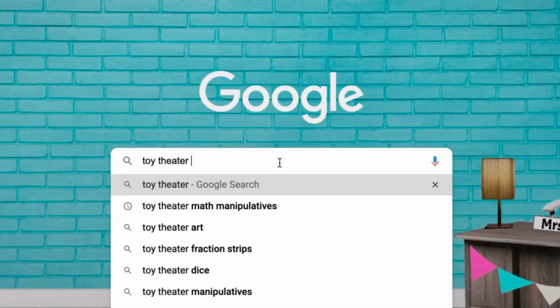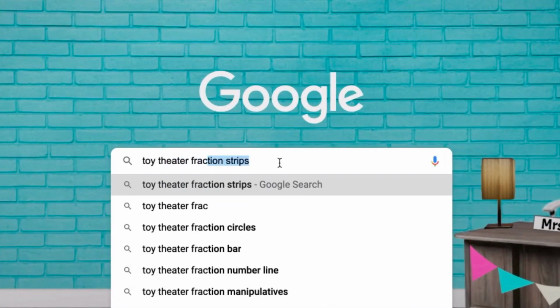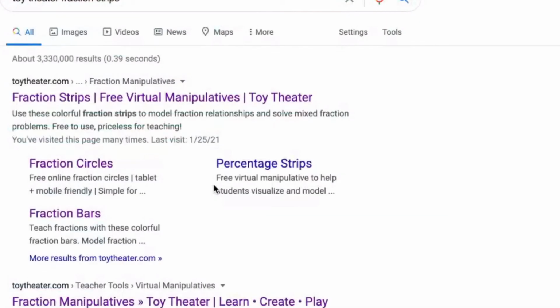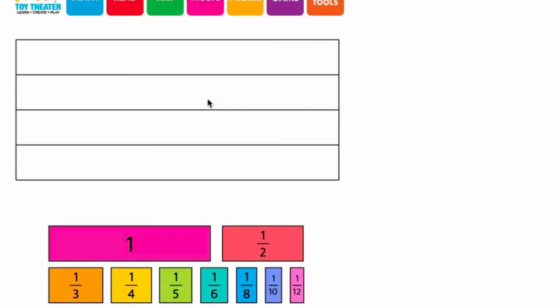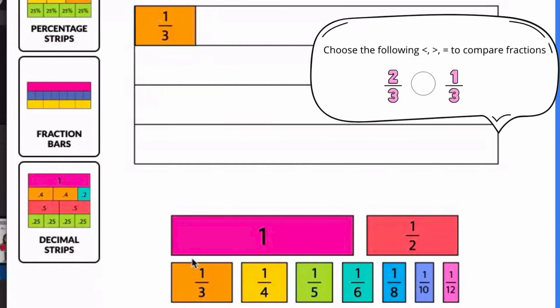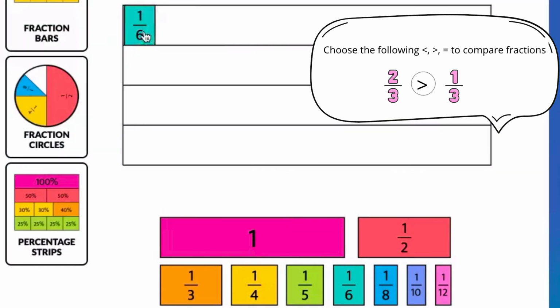All right, we're going to go ahead and practice more on Toy Theater fraction strips today. Today we are comparing fractions. Click on the first option. Our question is: 2/3 greater than, less than, or equal to 1/3? And the answer is 2/3 is greater than 1/3.